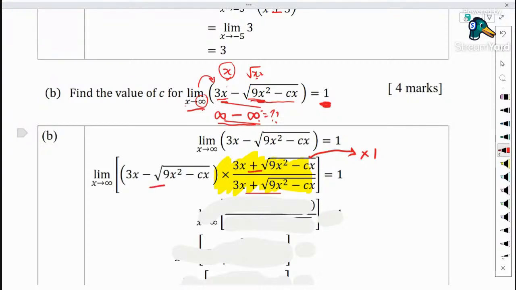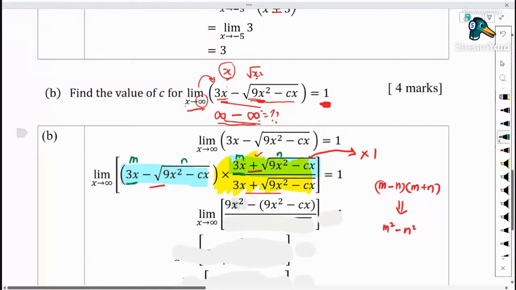Here, I need you to recall this idea in order to have a quick answer. If I have m minus n multiplied by m plus n, the result equals m squared minus n squared. It is important to take note that, according to these two multiplications, the two terms I highlight in blue, when they multiply, the 3x is the m, and the square root term is the n. As a result, we will have m squared, which corresponds to 9x squared.